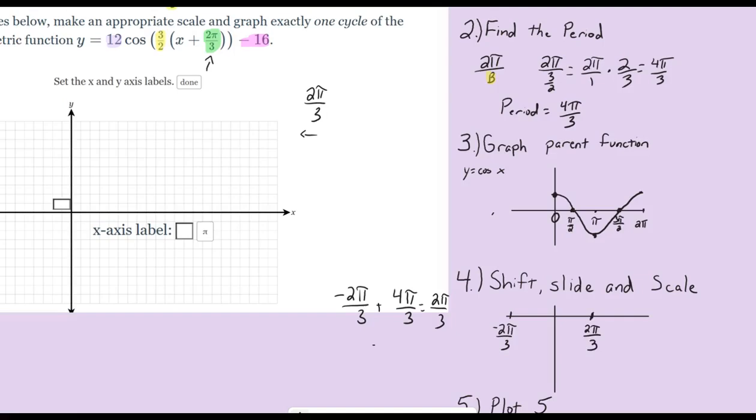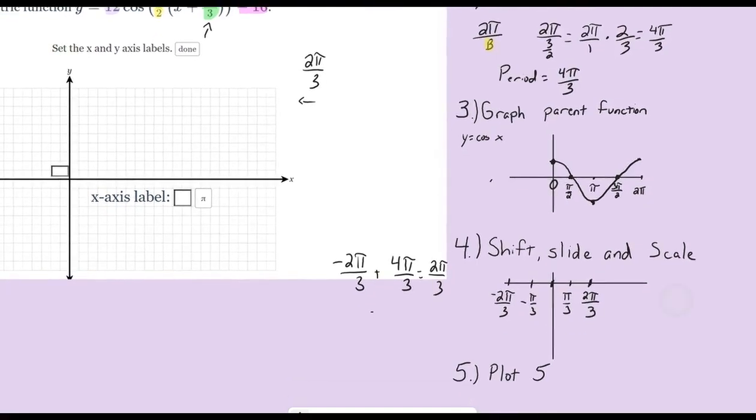Now we just fill in what's in between these, which would be 0. So there's going to be a point there. Fill in a point between negative 2 pi over 3 and 0. Well, that would be negative pi over 3. Fill in a point between 0 and 2 pi over 3. That's going to be pi over 3.